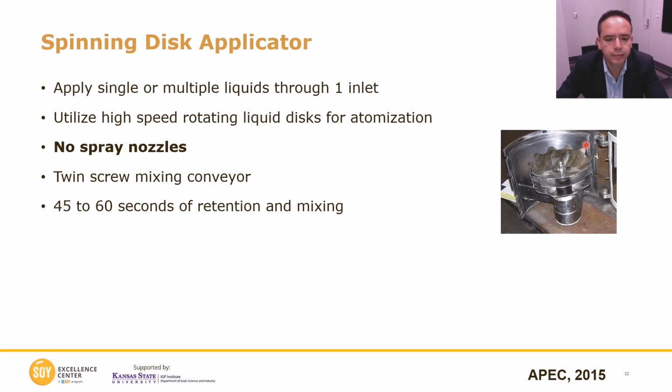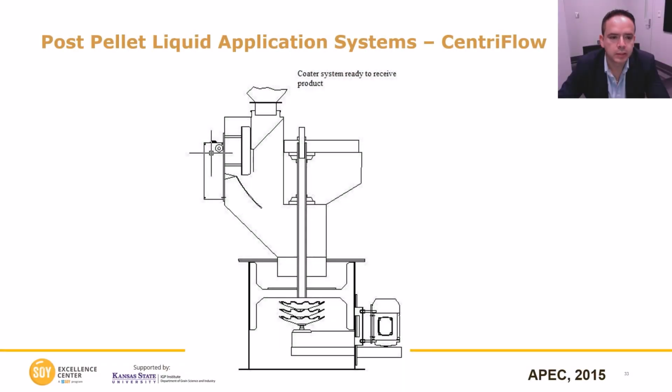And then after, there is going to be a twin screw mixing conveyor that is going to help the pellets absorb the liquids that you apply. Typically the retention time in the mixing conveyor is going to be between 45 and 60 seconds. So this is the way that this system with the centriflow and the spinning disc works.